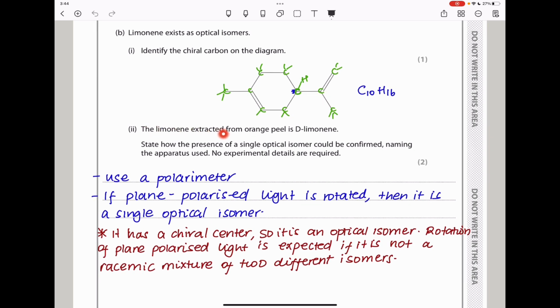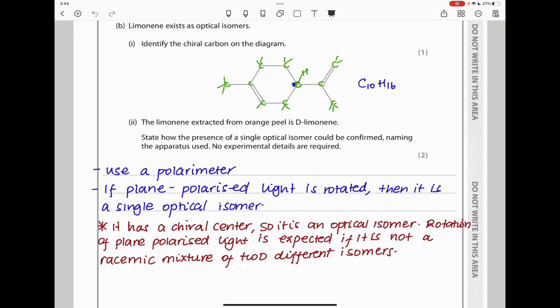The next part says the limonene extracted from orange peel is D-limonene. Show how the presence of a single optical isomer could be confirmed, naming the apparatus used. No experimental details are required. If an experiment is carried out and you produce an optical isomer, there is a possibility of a racemate mixture being formed, whereby even if they're optical isomers, overall there will be no rotation of plane polarized light. However, in this case, if they say a single optical isomer is produced, it means plane polarized light should be rotated by this isomer. Therefore, we use a polarimeter. And if plane polarized light is rotated, then it is a single optical isomer. So this can be used to confirm if it's a single optical isomer.